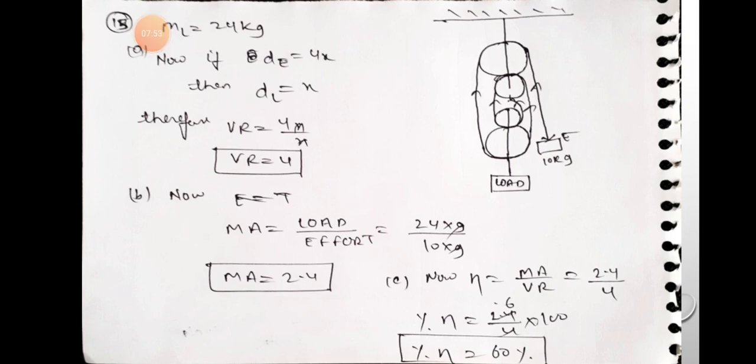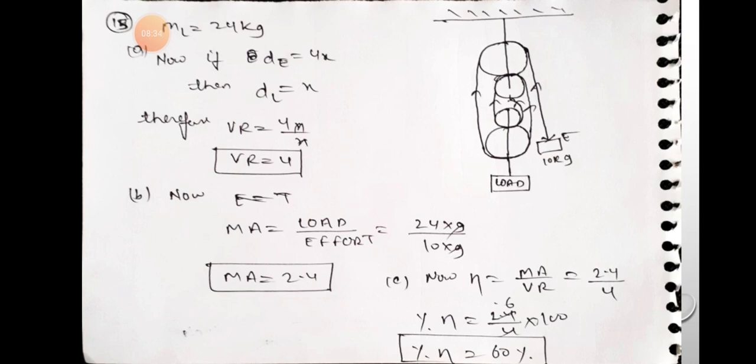This question talks about a 4 pulley system whose load is, mass of load is 24 kilogram. Now we have to calculate, first part is velocity ratio. So again assume displacement in the effort arm is equal to 4x. Since there are 4 pulleys, so displacement in the load is divided into 4 equal parts, which means displacement in the load is only x. Now VR is equal to dE upon dL. dE is 4x and dL is x, so x will get cancelled, so velocity ratio is equal to 4.